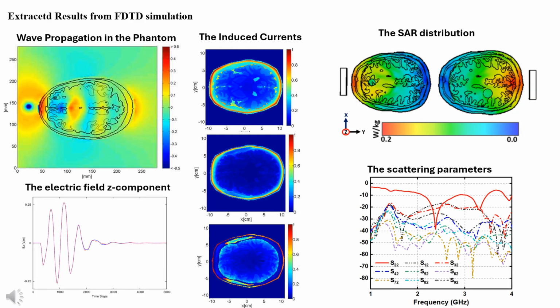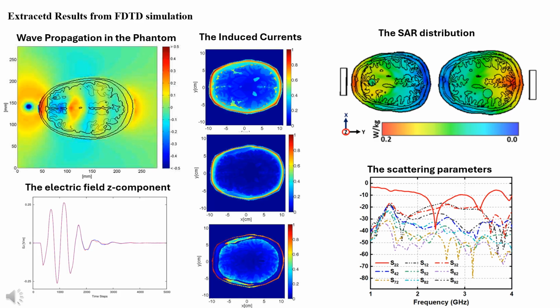This slide presents the extracted results from an FDTD simulation of a generic microwave imaging system. A key advantage of time domain solvers like FDTD is their ability to animate the entire process of wave launching, propagation, reflection, and scattering. However, for brevity, only a snapshot of the fields at the 2000th time step is shown.